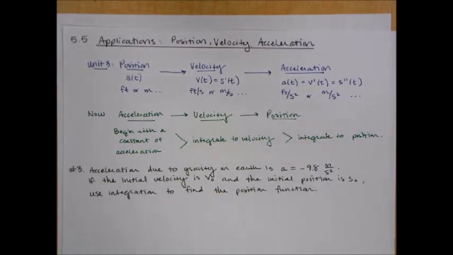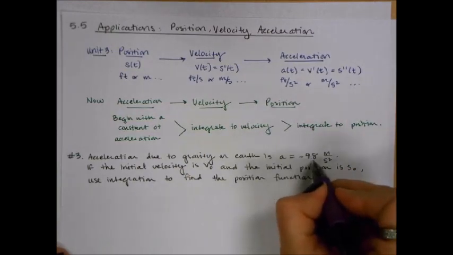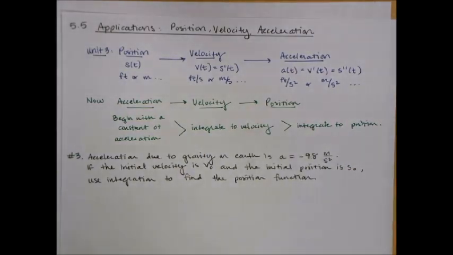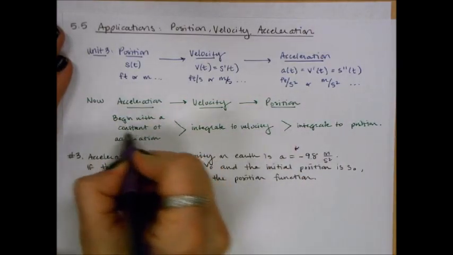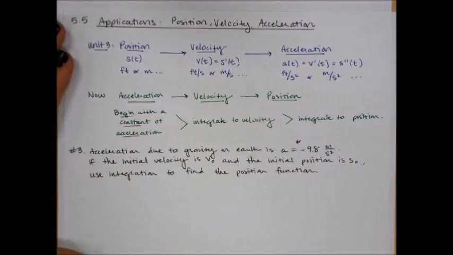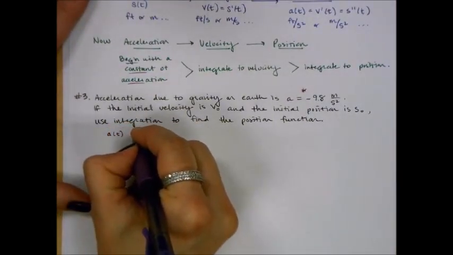So in our first problem here, acceleration due to gravity on Earth is a equals negative 9.8 meters per second squared. And this is what we're starting with. Begin with the constant of acceleration. So we're just going to write this as a of t is equal to negative 9.8.